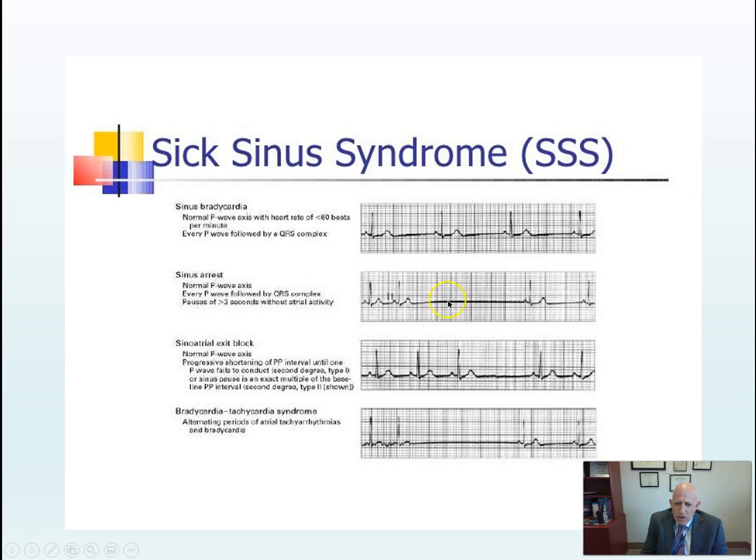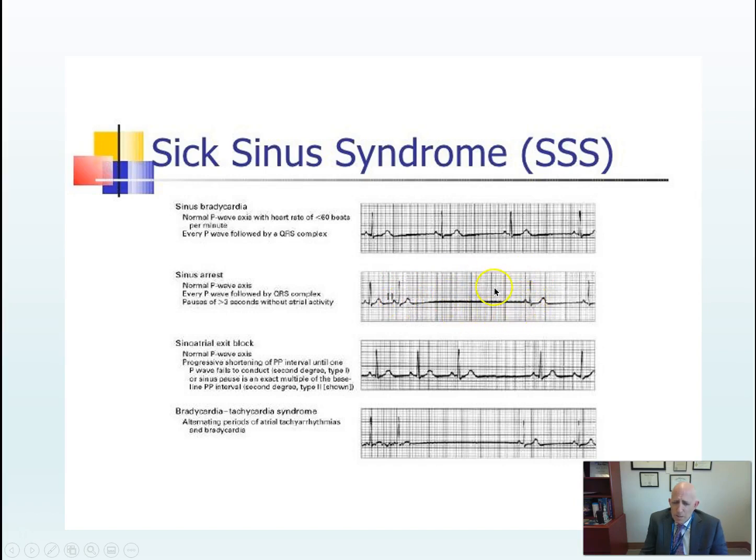So sinus arrest means we're clicking along with our P wave, and then we just don't have a P wave, and it's a pretty long time between this R wave and this R wave. Remember, the QRS complex is what makes your heart beat and eject. So here we have several seconds potentially between this P wave and this P wave.